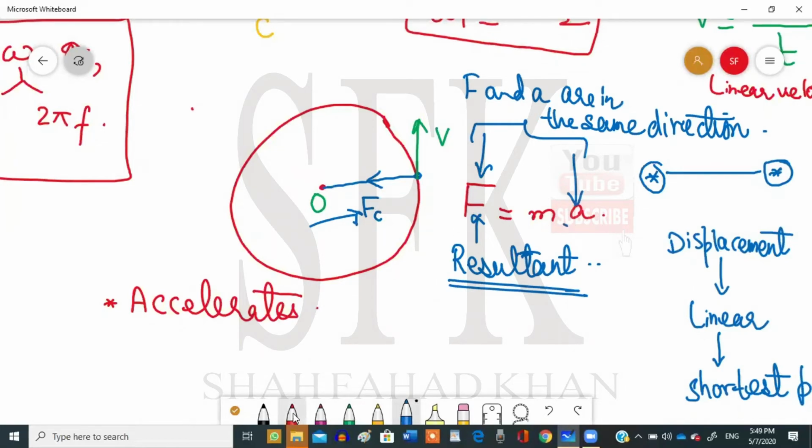So the acceleration produced due to this centripetal force is in the same direction as the centripetal force, towards the center of the circle, and it is known as the centripetal acceleration.